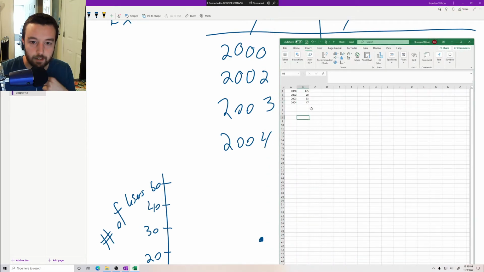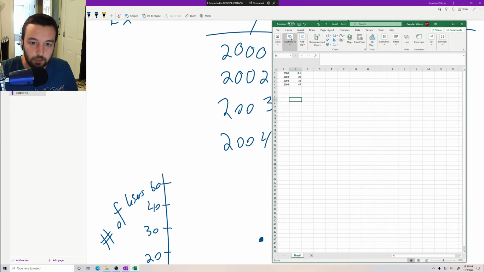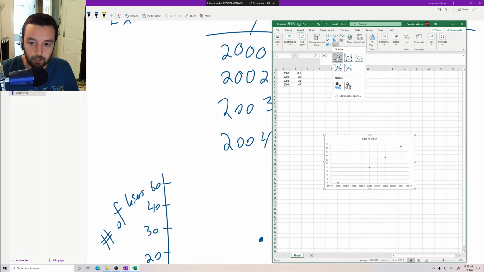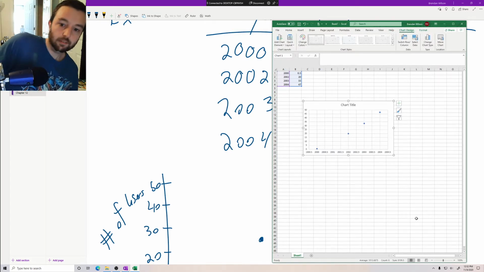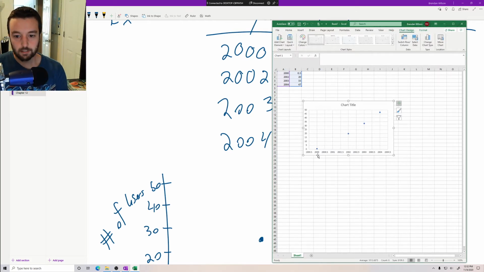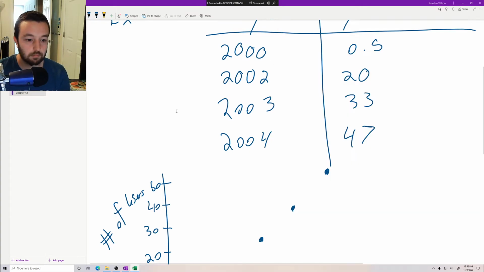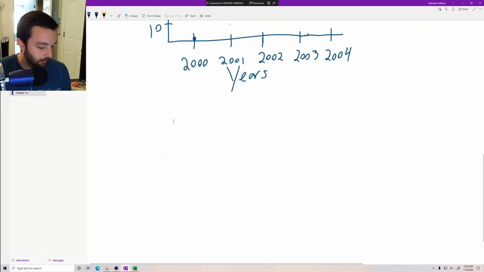I think that's good, yep. All right, so once we have our data here, you want to go to Insert. You want to highlight the data first, or you probably can highlight it after. And then you go to this part right here, and you go to the first one, the scatter plot here, and it makes a nice little graph for us. And we can see very easily that it looks like there's going to be a linear relationship here.